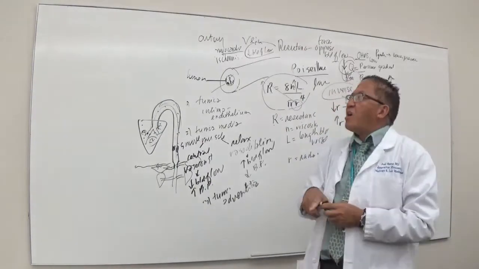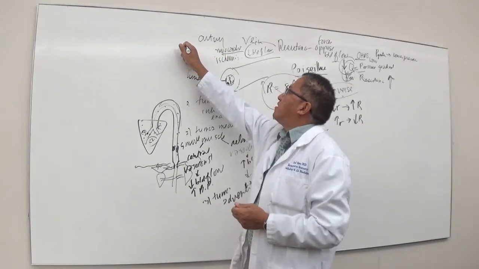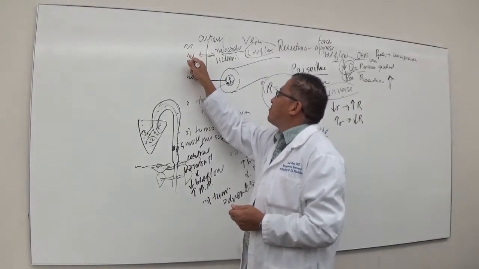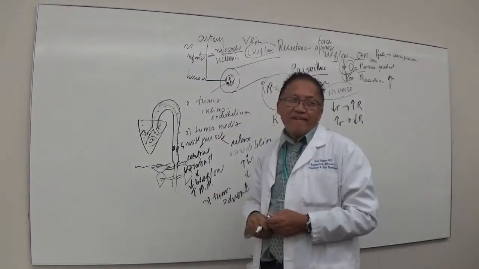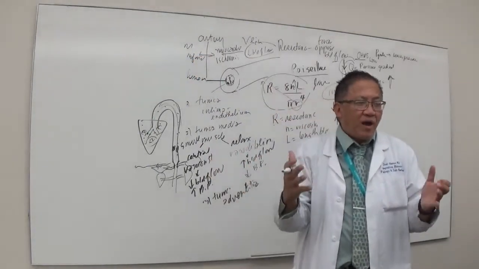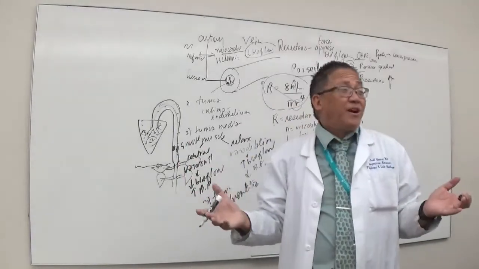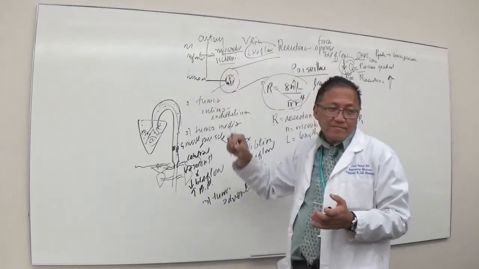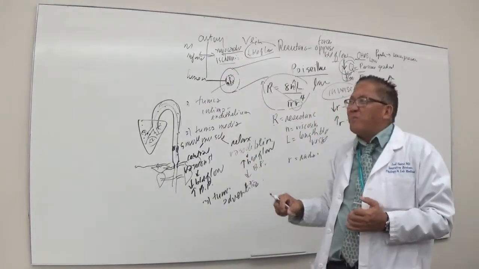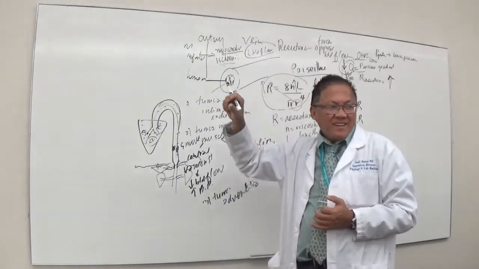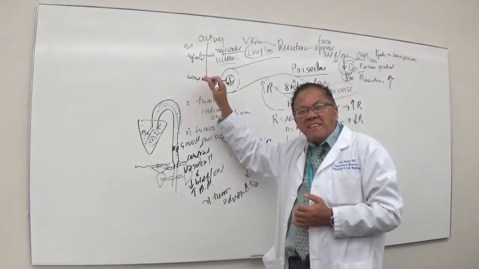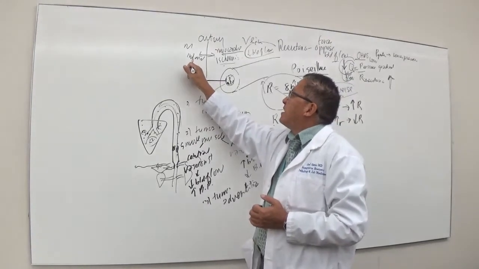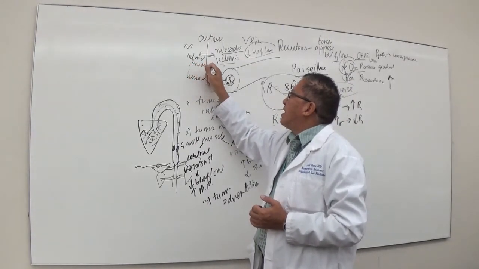What is the difference between myocardial ischemia and myocardial infarction? Is there a difference? I'm trying to justify why your answers are wrong. It's okay, that's how you learn. All of you raised your hand that it is irreversible. Which one is irreversible, MI or ischemia? MI. This is the one that is irreversible. And this is reversible.